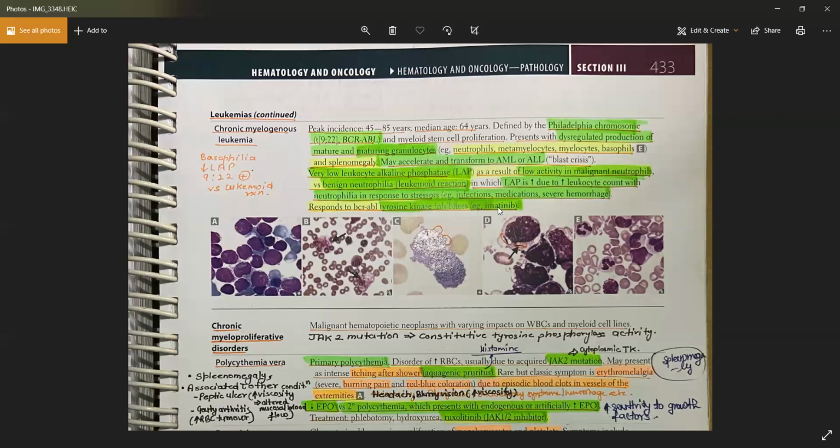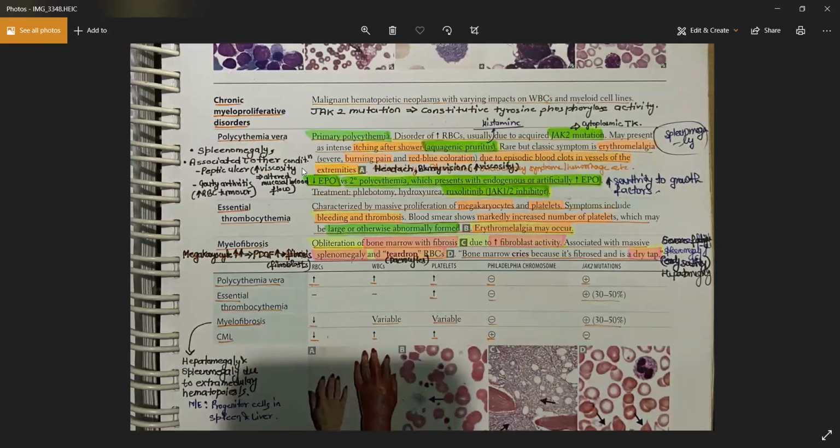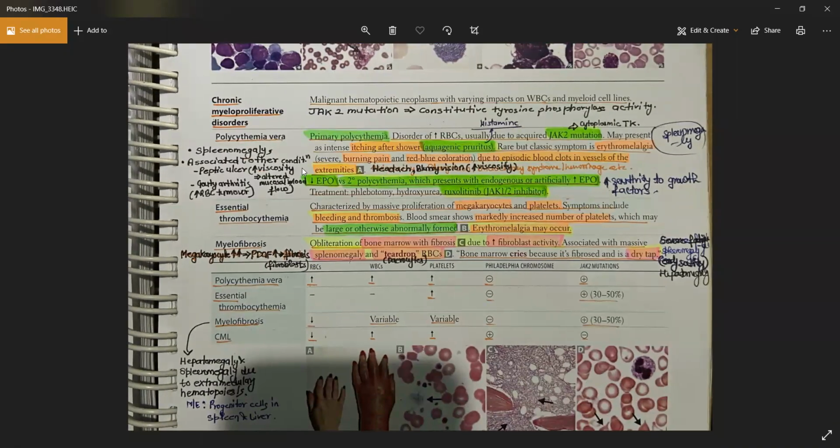Okay, so we have discussed the leukemias completely. These were the WBCs. We've discussed the lymphomas, the bone marrow tumors, and the leukemias, all about the WBCs. And now we need to discuss the tumors of the RBCs and the platelets. These are known as the chronic myeloproliferative disorders, and these disorders can also have some impact on the WBCs.